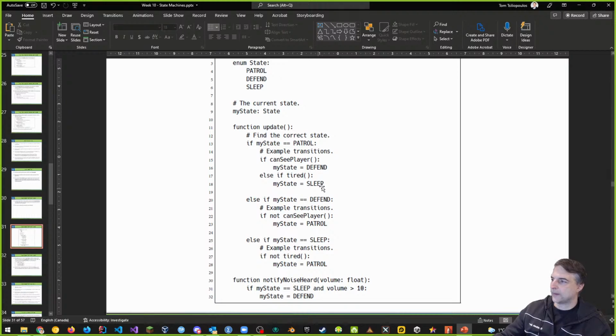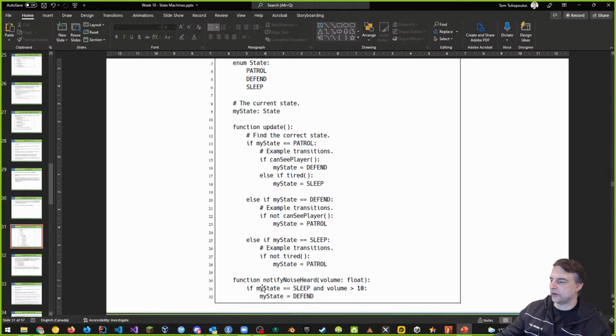And if I can't see the player, and I'm tired, then my state is going to be sleep, right? As an example, maybe I'll go to sleep for a particular time until I'm not tired anymore. And if I'm not tired, then I'm going to switch back to patrol. Okay, so a very, very simple way of doing things.